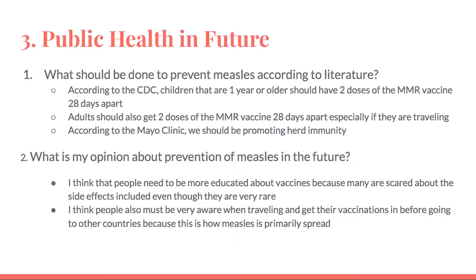Public health in the future. What could be done to prevent this? According to the CDC, children that are 1 year old or higher should have 2 doses of the MMR vaccine, as well as adults. And the Mayo Clinic says we should promote herd immunity. And in my opinion, people should be more educated about vaccines and the side effects, because it is more beneficial to get the vaccine than to take the risk. And people traveling should also be getting the vaccine.